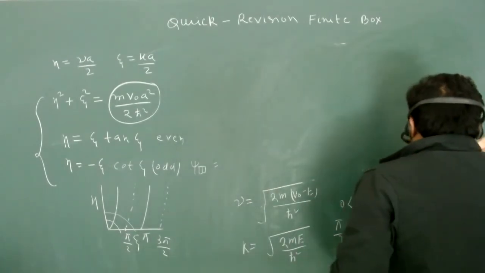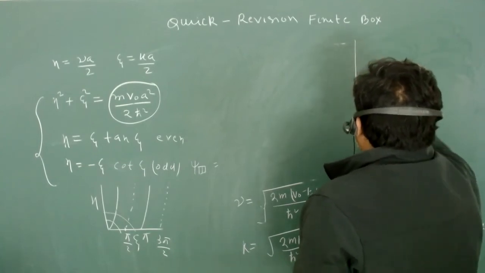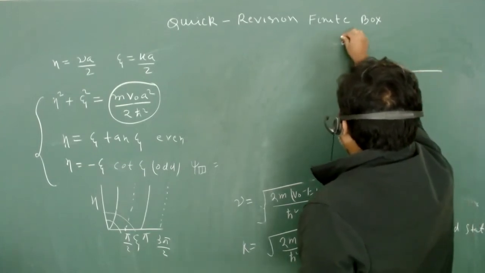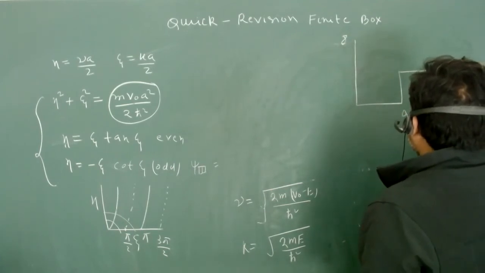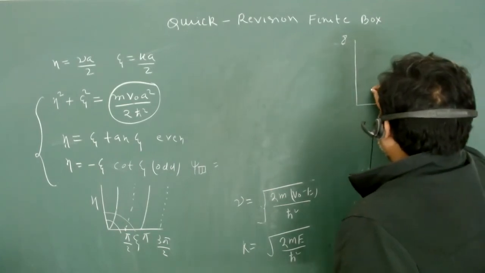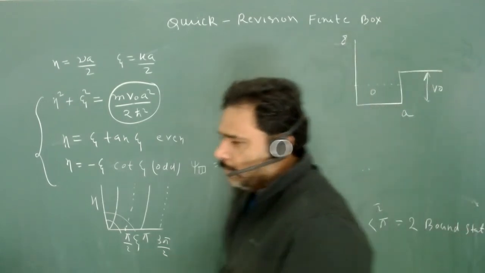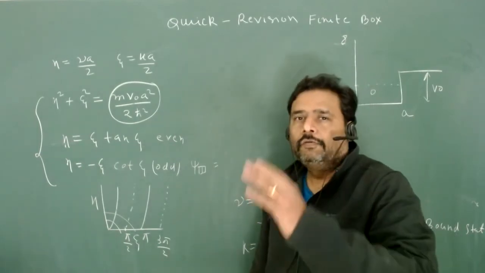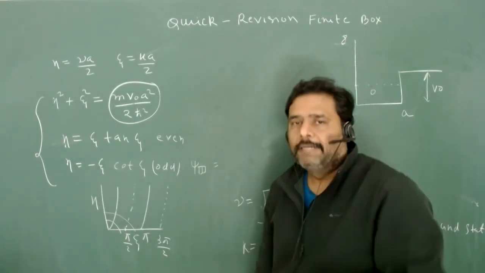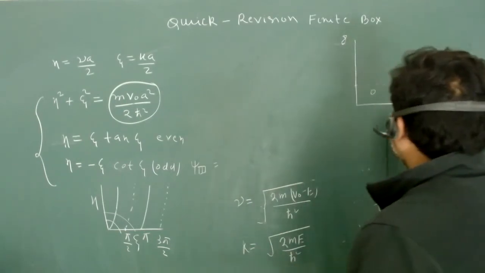In a semi-infinite box, this is my potential, and this is the infinite potential. Let's say this value is V naught, and here my potential is 0, and we are talking about bound states. So the energy is always between 0 and V naught, and the particle is trapped inside the box for the finite as well as the semi-infinite case. You should remember all this.